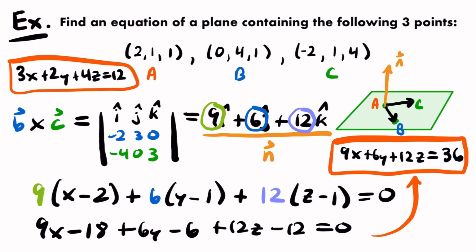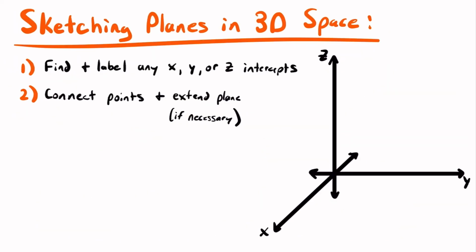But before we close out this lesson, I do want to show you one more thing, which is how we can quickly sketch planes in the 3D coordinate system. All right, so now we're going to look at how we sketch planes in 3D space. And it's actually a fairly simple process. There's only 2 steps. The first step is to find and label any x, y, or z intercepts.